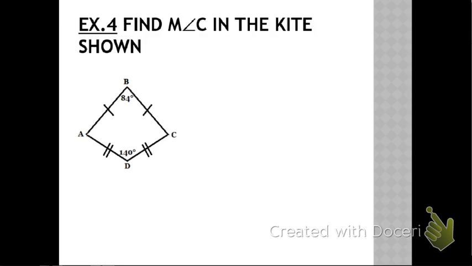Find the measure of angle C in the kite shown. All right, the measure of angle C. Well, they gave us 2 angles, the non-congruent ones. We need to know that the measure of angle C is going to be the same as the measure of angle A. Those are going to be the congruent ones. So if I don't know angle C, I could label it with an X, which means I would also have to label angle A with an X.